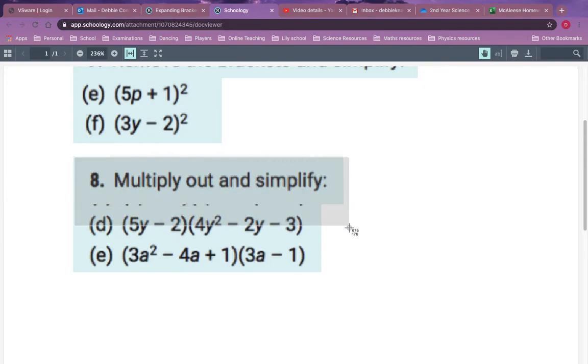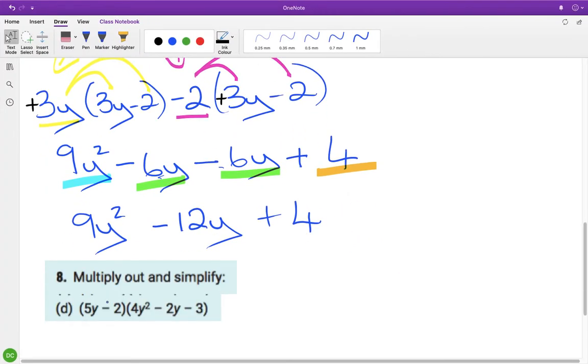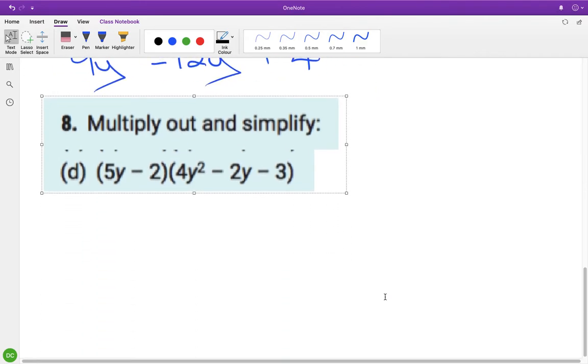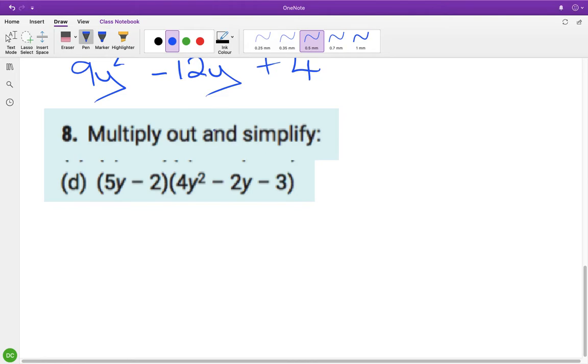Okay, so now the language changed here back to multiply out and simplify. Okay, so we have one bracket by another bracket, which means we employ the rule of split the first.